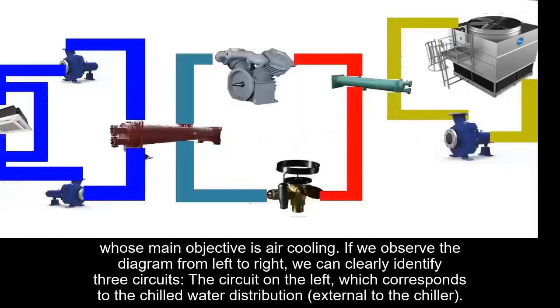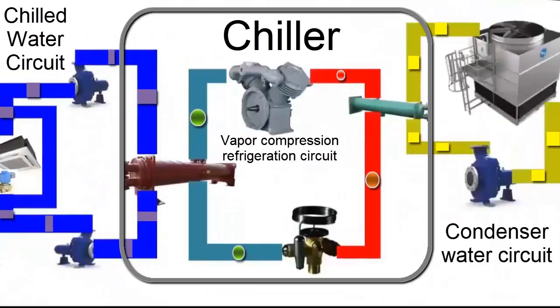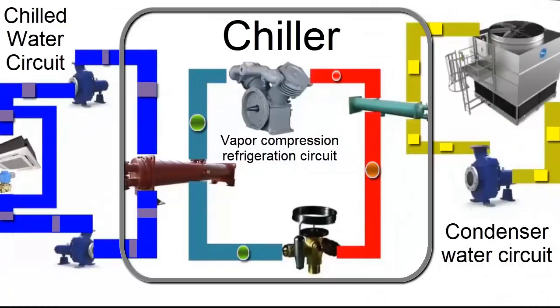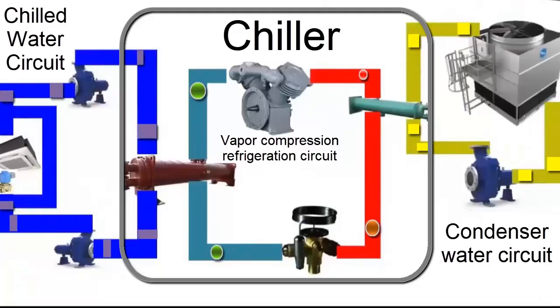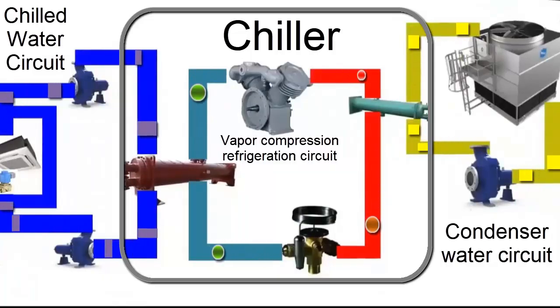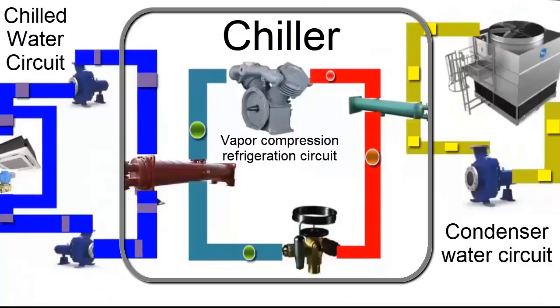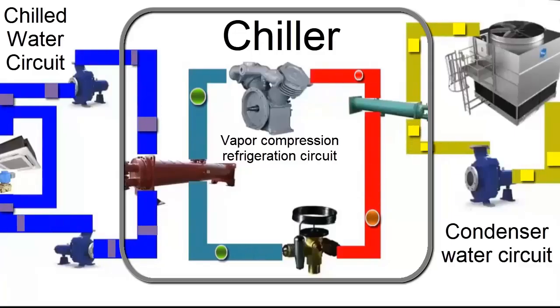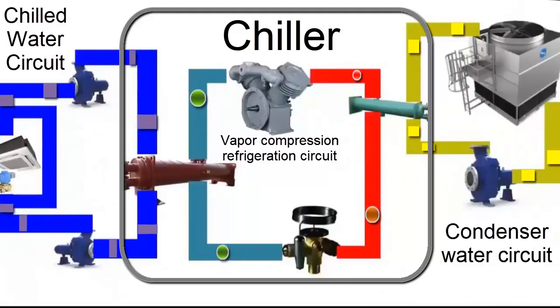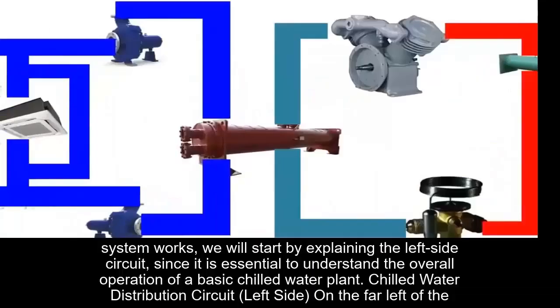If we observe the diagram from left to right, we can clearly identify three circuits. The circuit on the left, which corresponds to the chilled water distribution, external to the chiller. The central circuit, which is the refrigeration circuit, located inside the chiller. The circuit on the right, which is also external to the chiller, corresponding to the condenser water circuit. To understand how this system works, we will start by explaining the left side circuit, since it is essential to understand the overall operation of a basic chilled water plant.